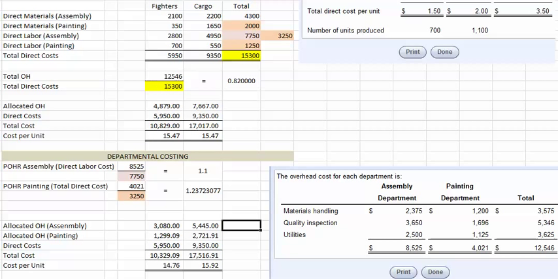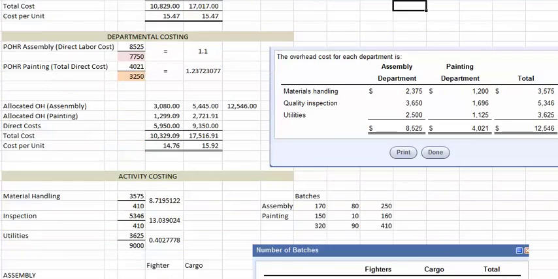We can confirm that we've picked up all of our overhead by taking the sum of our allocated overhead here. And if we add up these four numbers, we find that it does equal the $12,546, which was our total overhead we had to apply. We add to our overhead our direct costs, and again, we had picked those up right here in the row up here in part 1. We take our total cost, divide it by the number of units, and get a cost per unit.